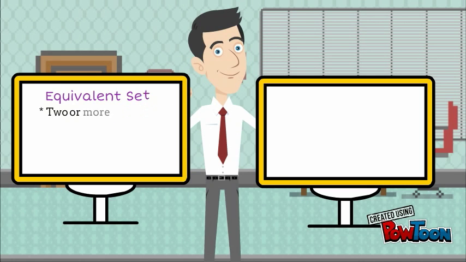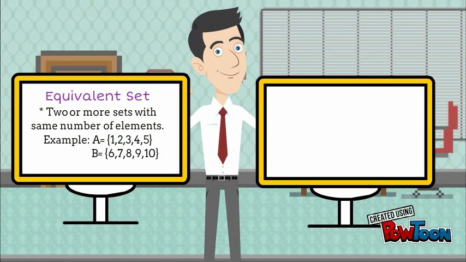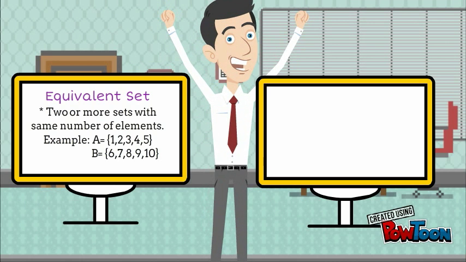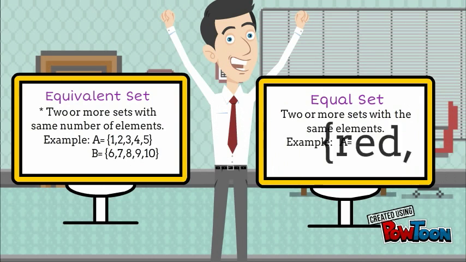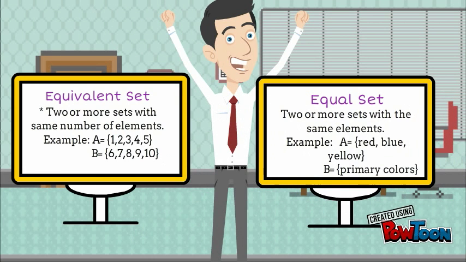Equivalent set. Two or more sets with the same number of elements. Example, A is 1, 2, 3, 4, 5 and set B is 6, 7, 8, 9, 10. Equal set. Two or more sets with the same elements. Example, A is red, blue, yellow and B is primary colors.